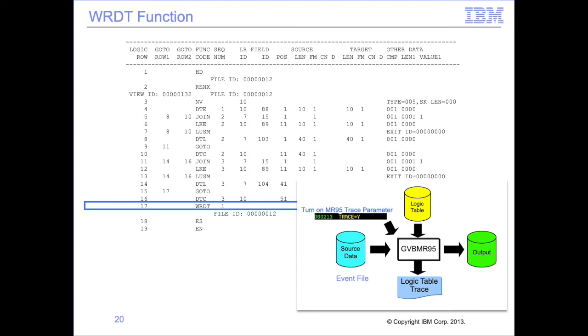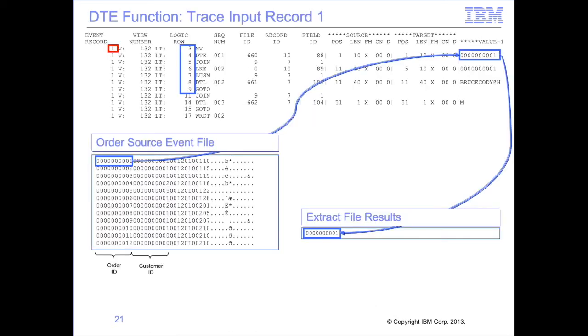Having examined the simple lookup logic table, let's turn to the logic table trace and examine the flow. For the first record from the order file, rows 3 through 9 are executed in order. No rows are skipped. The HD and RENX functions of row 1 and 2 are not shown in the trace. The trace shows the DTE function moving the order ID of 0001 from the order source event file to the extract record.